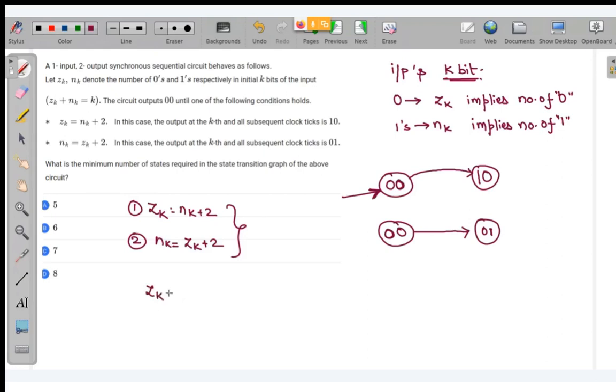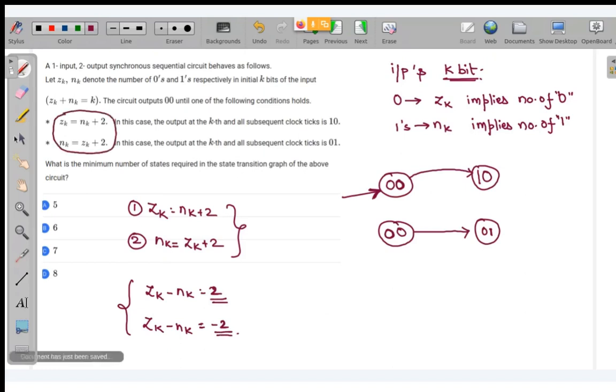Look here. ZK minus NK is equal to 2. And from the second equation, ZK minus NK is equal to minus 2. So you can see ZK minus NK can vary from 2 to minus 2. These two conditions say that ZK minus NK can vary from plus 2 to minus 2. This is actually specifying the condition on the inputs.